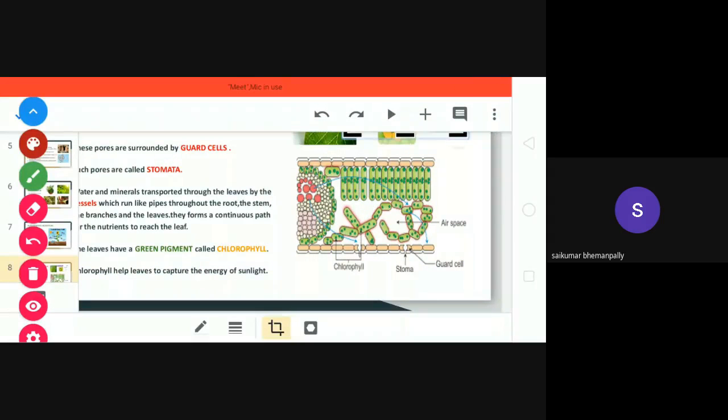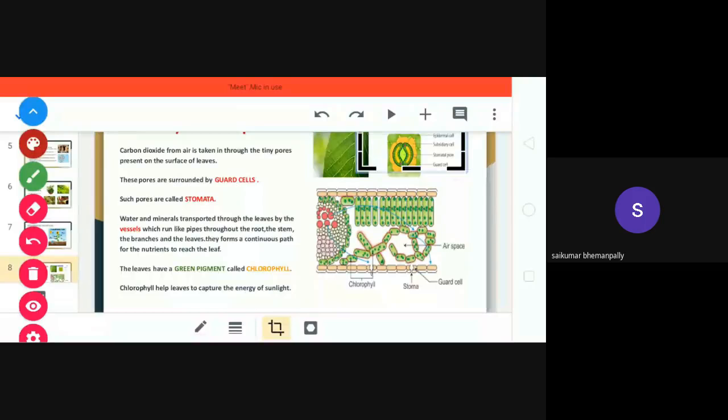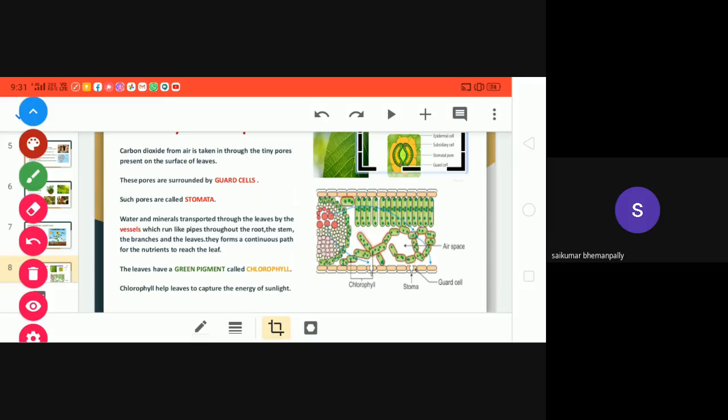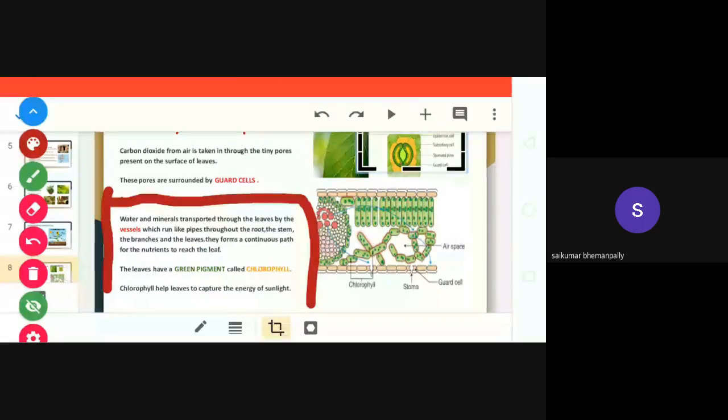So the water and minerals, focus on this point, okay? Water and minerals are transported through the leaves by the vessels, which run like a pipe through the root, the stem, the branches, and the leaves.